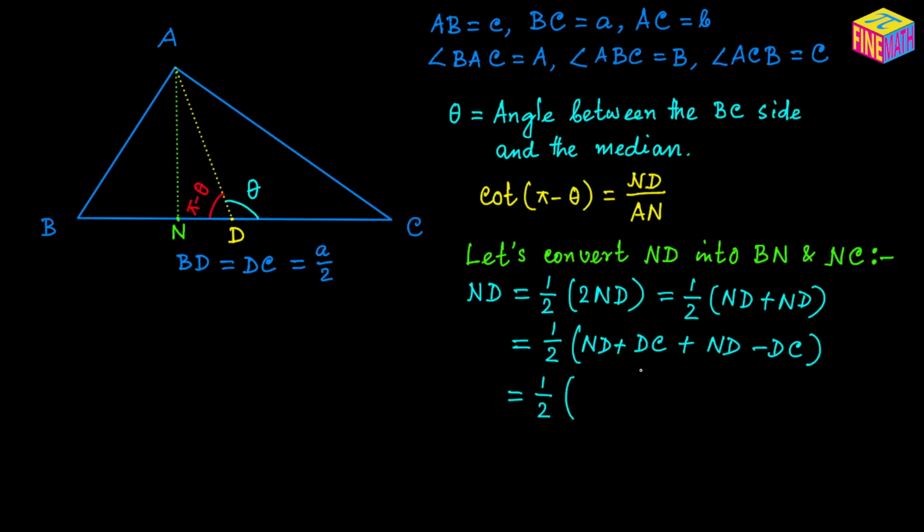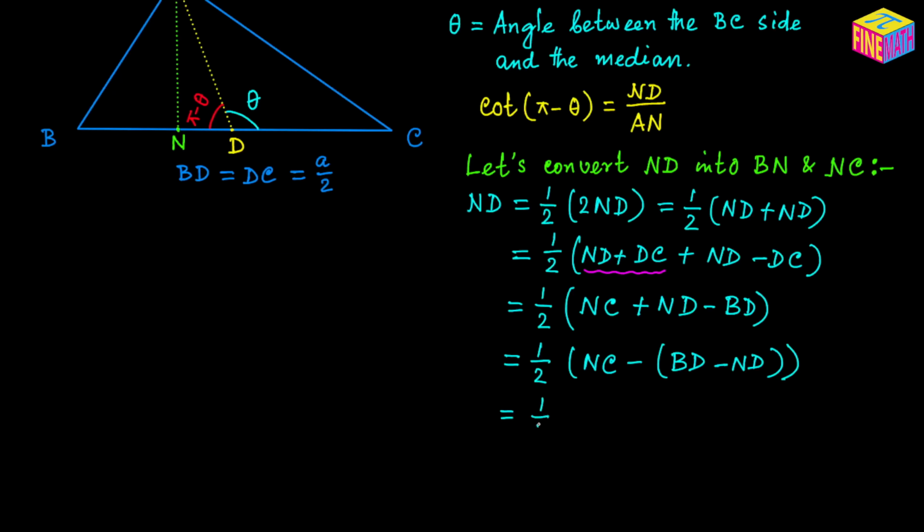If you think about the first ND plus DC, that is actually equal to NC. And then we also have ND minus DC. Now this negative DC, I'm going to write as negative BD, meaning DC is equal to BD. So I'm going to write it as ND minus BD. In the next step, it would be NC minus, using another parenthesis, BD minus ND. And from here, what do we get? This is actually half times NC minus, what is BD minus ND? That is actually BN.